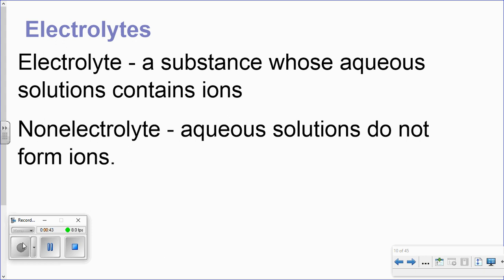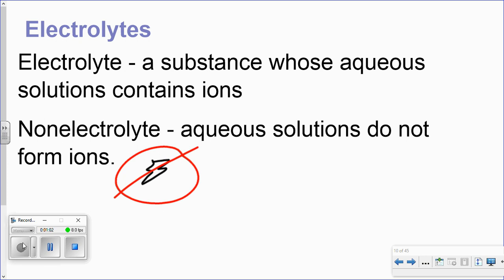So as far as electric current goes, we see electricity being formed in electrolytic solutions, and if I were to move this down here, there is no electric current that can be conducted by a non-electrolyte.